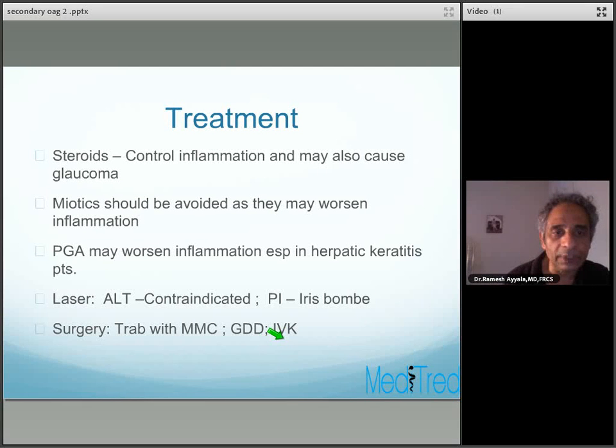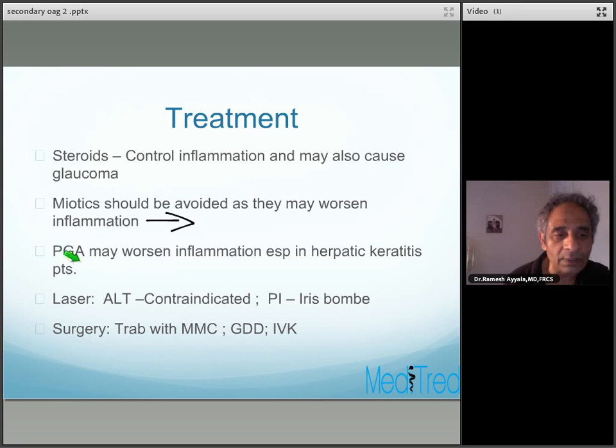So the treatment of a patient with uveitis and glaucoma consists of the following. Steroids obviously are the mainstay to control the inflammation, but also remember steroids can in itself cause glaucoma, something to keep in mind as you treat this patient population. There are a couple of drugs that you should avoid, including miotics, as they may worsen the inflammation. Miotics, such as pilocarpine, can break the blood aqueous barrier and as such can make the aqueous more proteinaceous and cause the pressure to go up. So you want to avoid miotics.